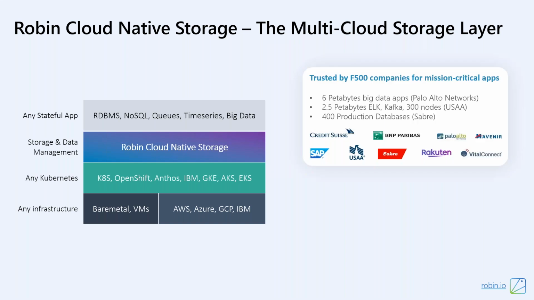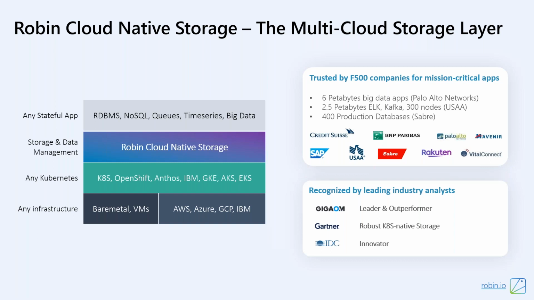At this point, I would also like to mention that this is a product that has been trusted by Fortune 500 companies for mission critical apps. At Palo Alto Networks, we have about 6 petabytes of big data applications running in a Cloudera cluster on Robin. At USAA, they are running more than 2.5 petabytes of data in the Elk stack for security analytics. And Sabre has more than 400 Oracle databases running on top of Robin.